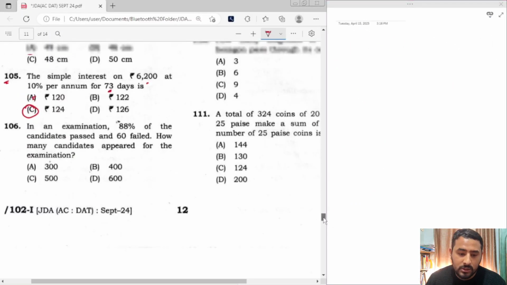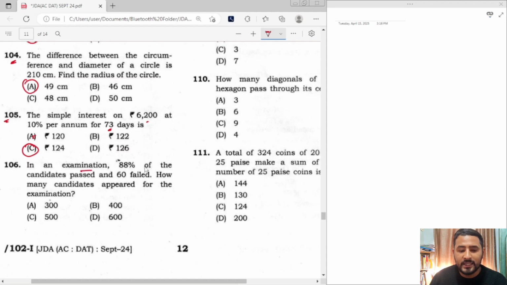It says, in an examination, 88% of the candidates passed and 60 failed. How many candidates appeared for the examination? So let the appeared be x. Okay, clear? Now what should we do in an examination?